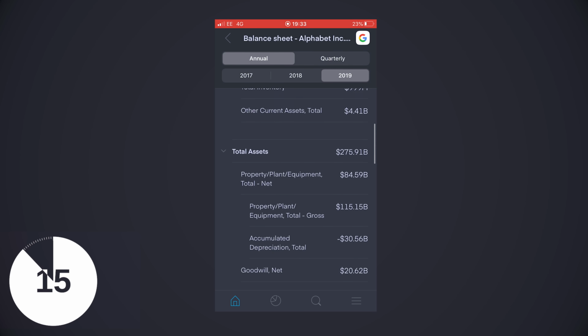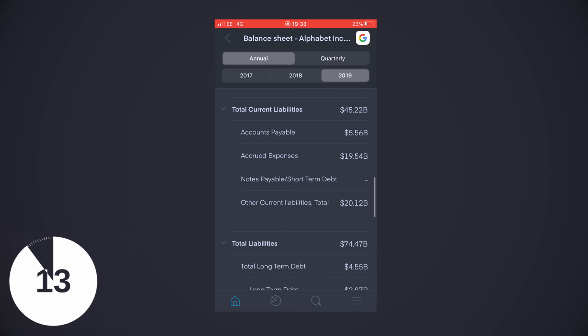It's important to note that this is financial information about a company in a certain period of time in the past. Therefore, things can change very quickly. Businesses and markets are dynamic in nature and always moving. Therefore, it's important to look at other pieces of financial information before investing.